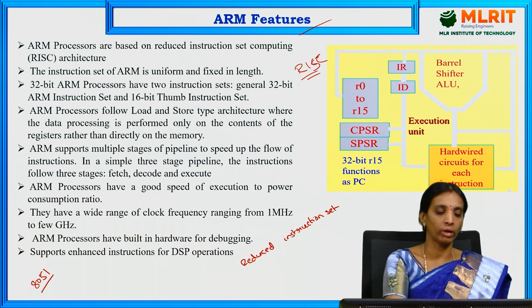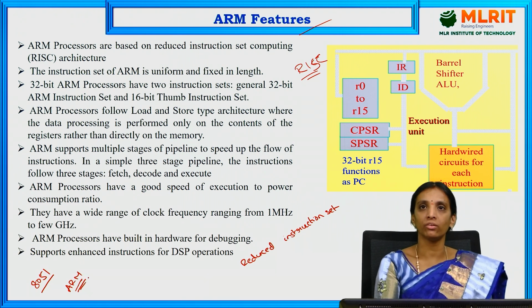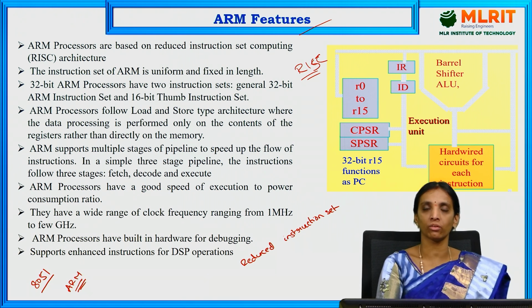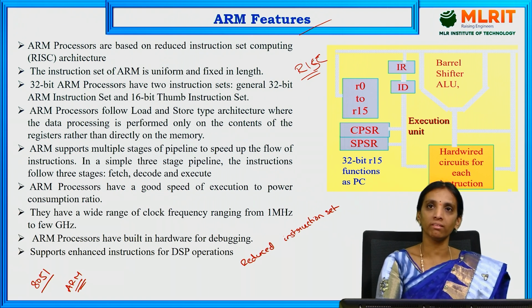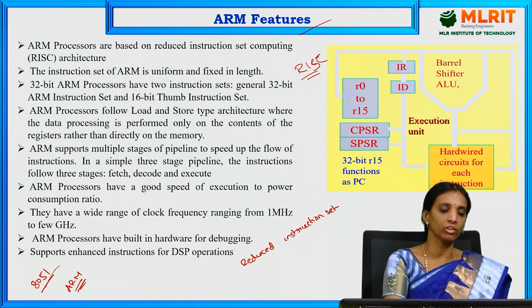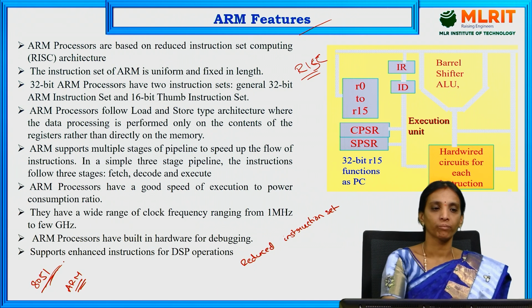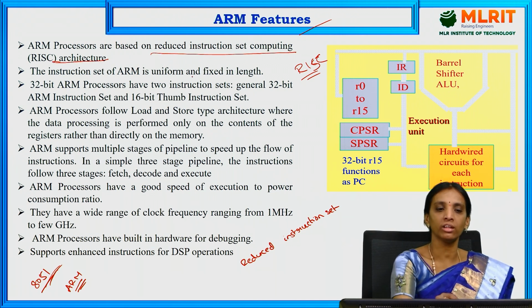Now going to the advanced processor, which is ARM, we can go for reduced instruction set architecture. That means the number of instructions are reduced. Therefore the execution speed will be more compared with the previous versions of processors. Here the instructions are uniform and fixed in length.